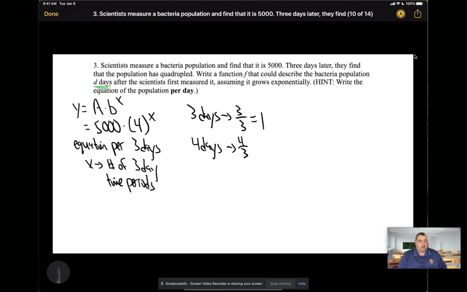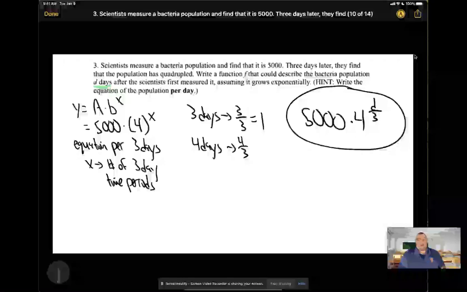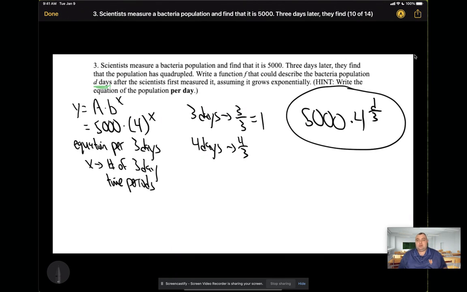So my equation per day is going to be 5,000 times 4 to the power of, it says to use d, so 4 to the power of d over 3. Because it quadrupled 3 days later. So 5,000 times 4 to the power of d over 3, and that is the answer to number 3.